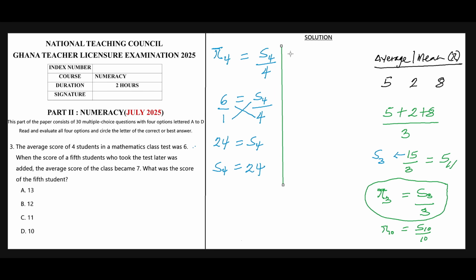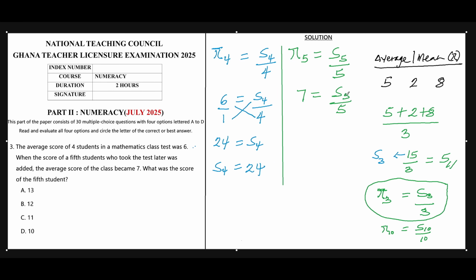So let's create a formula for calculating the average score of 5 students. So we know that the average score of 5 students is equal to the sum of the individual scores of the 5 students divided by 5. So what was the average score when the 5th student took the test? The average score moved from 6 to 7. So the average score here is now 7. So this must be equal to sum of 5 divided by 5.